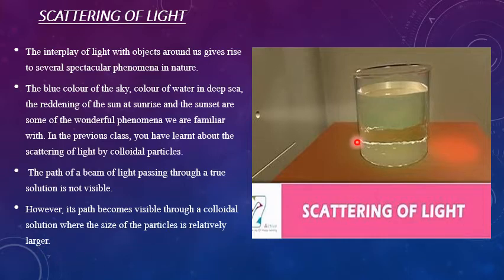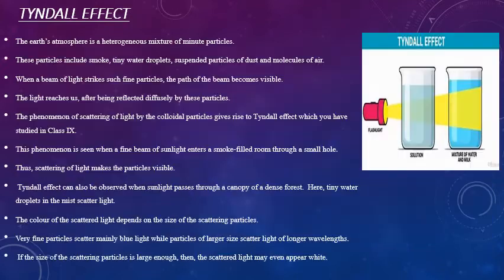Now what is scattering of light? Actually, when light passes through a solution like this, there are so many particles inside. So every beam of light collides with each and every particle in the solution and reflects in all possible directions. This is called scattering of light.